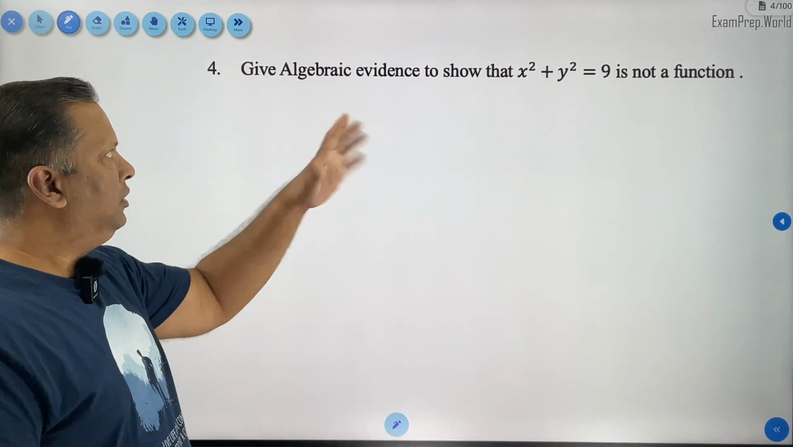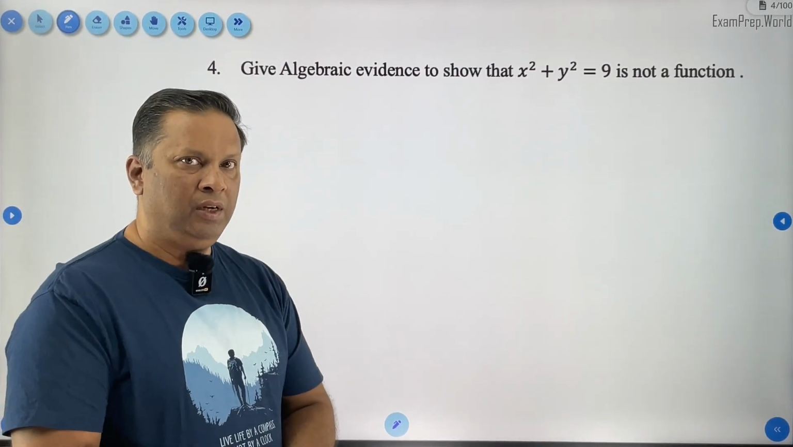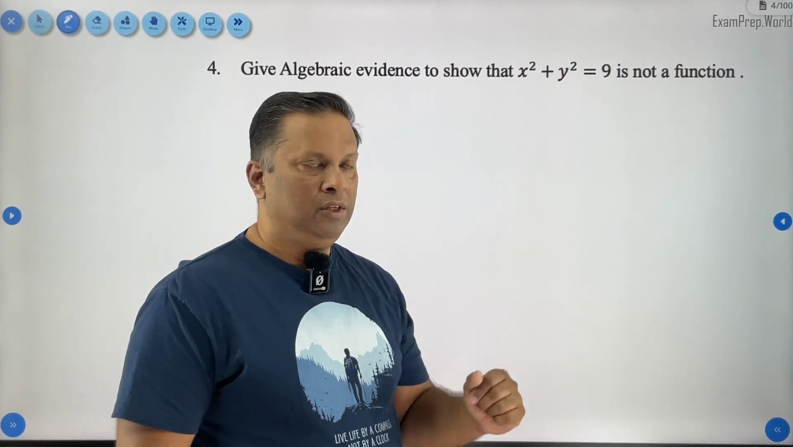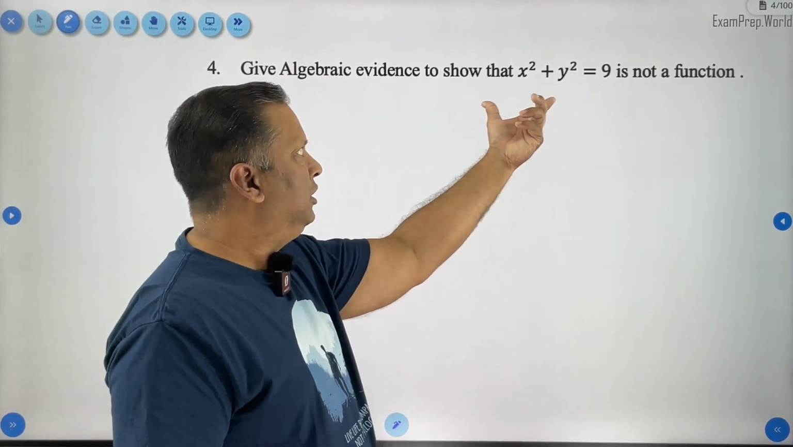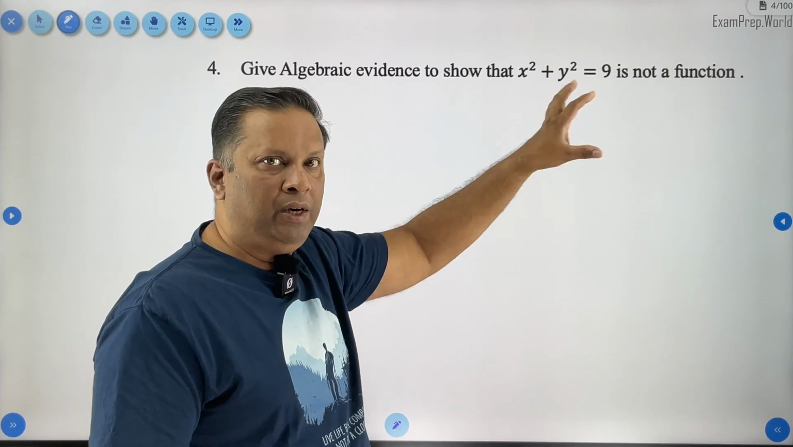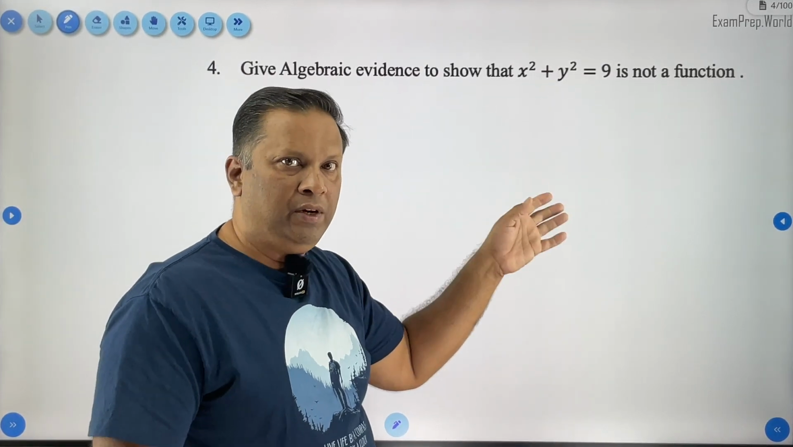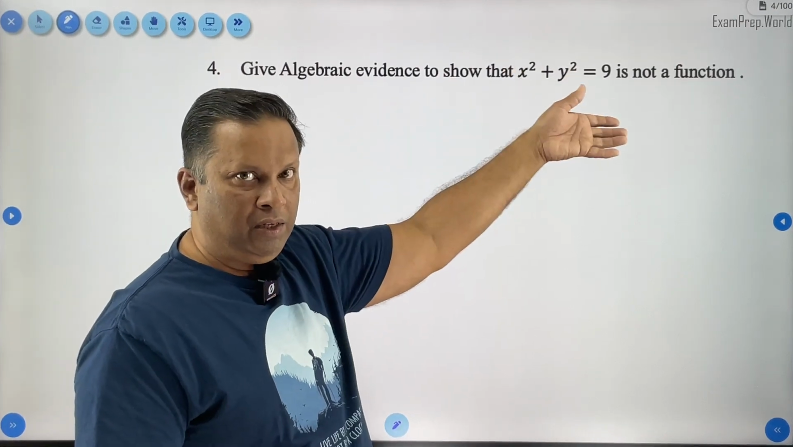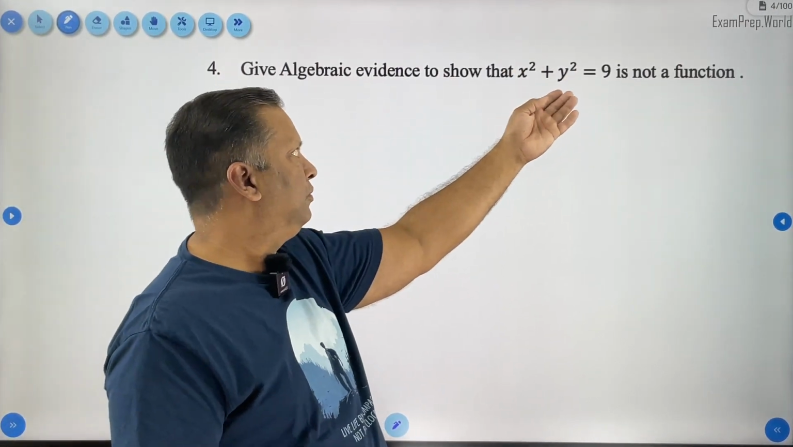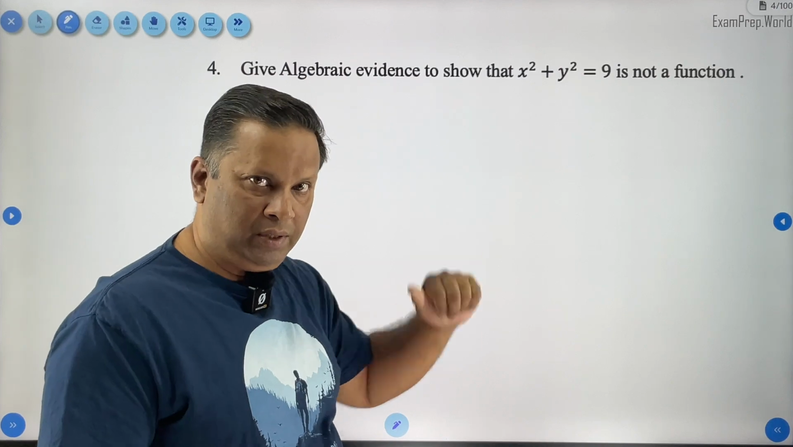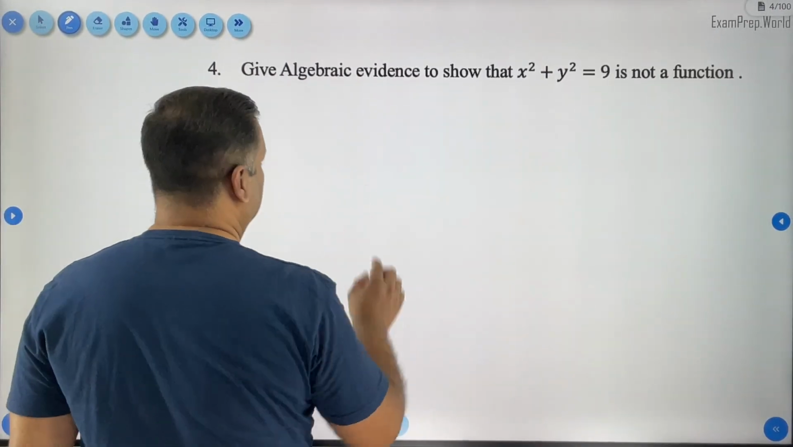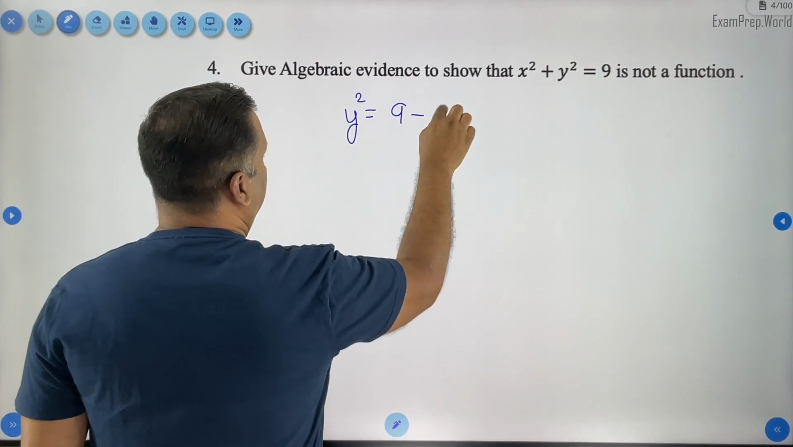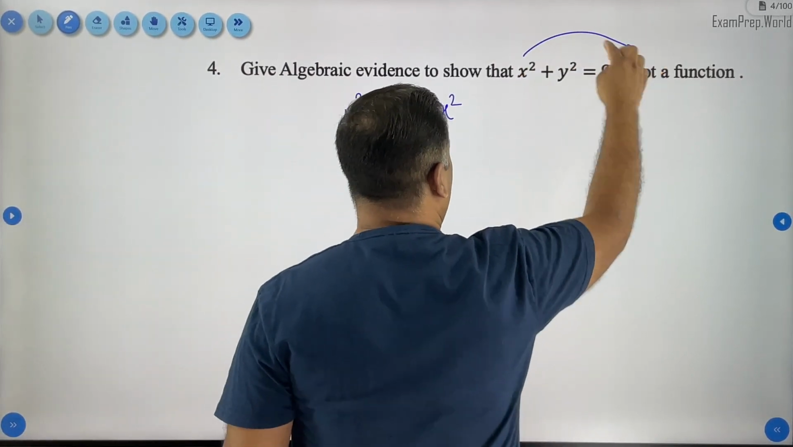Now, here they have given us an algebraic expression, and they are asking us to prove that this expression is not a function. Okay. So first, it is an algebraic expression. Here it is not given in dependent and independent variable format. Can we convert the whole expression to a dependent-independent format where we make the subject y? So y square equals 9 minus x square. What I have done is sent the x square to the right side.